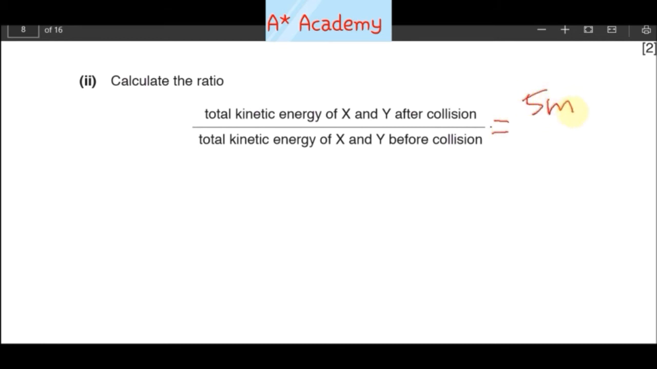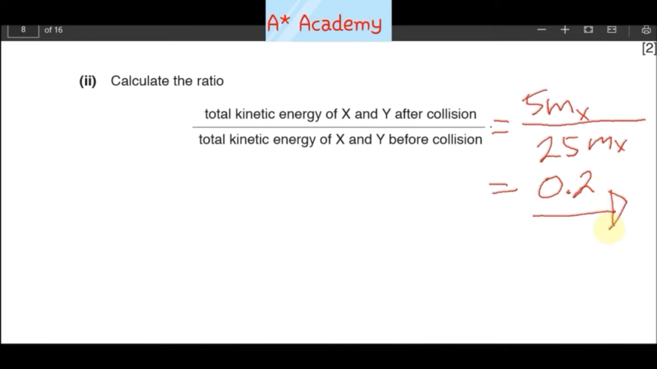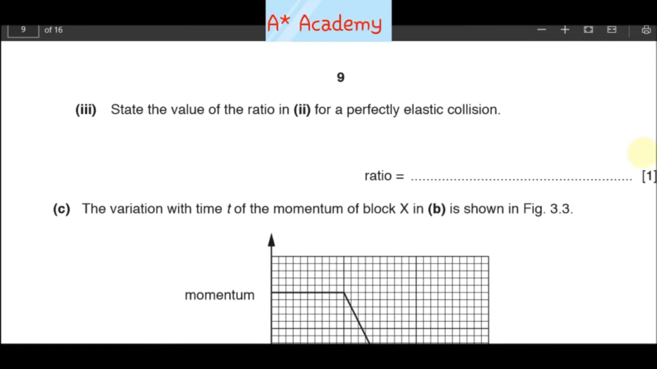So the ratio will simplify to give us 5mx all over 25mx, and this simplifies to give us 0.2. That's the ratio there, 0.2. Then item 3 says state the value of the ratio in 2 for a perfectly elastic collision. Well, for a perfectly elastic collision, total kinetic energy before and after impact is the same. So the ratio is just 1.